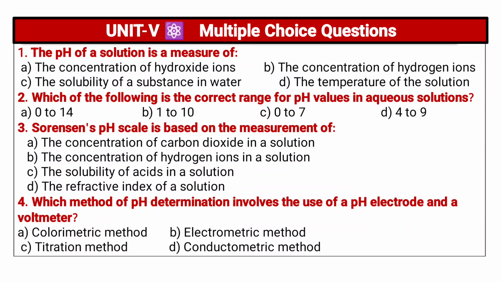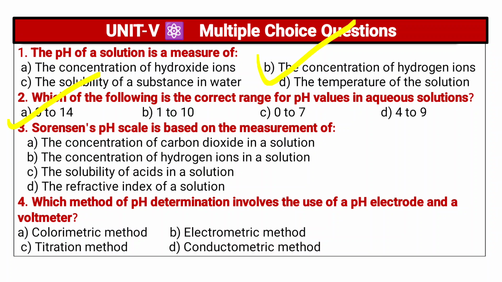So first question, the pH of a solution is a measure of: option A, the concentration of hydroxide ions; B, the concentration of hydrogen ions; option C, the solubility of a substance in water; and D, the temperature of the solution. Option B is correct, the concentration of hydrogen ions. Which of the following is the correct range for pH value in aqueous solution? Option A, 0 to 14; option B, 1 to 10; C, 0 to 7; and D, 4 to 9. So option A is correct, 0 to 14.